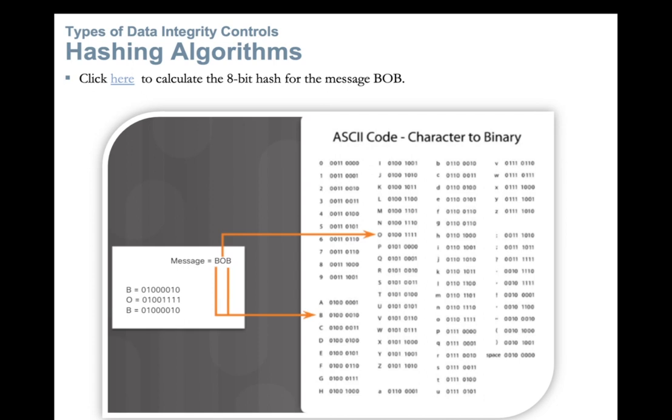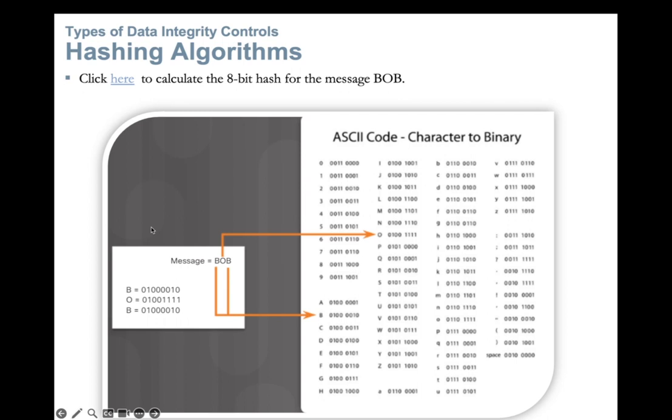So to calculate the 8-bit hash value for the message which is sent from Bob to Alice, you please click here so that you can find the link where you can calculate the 8-bit hash for the given message. So here you see in this example, the message is BOB.